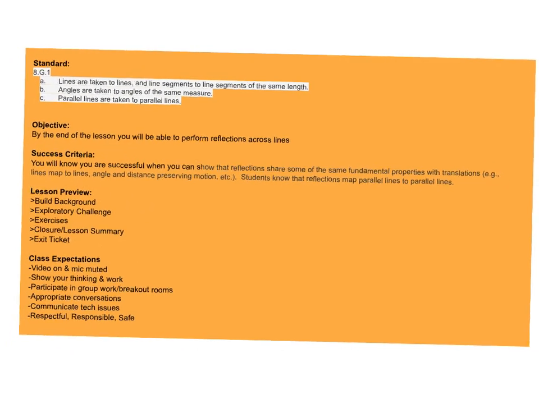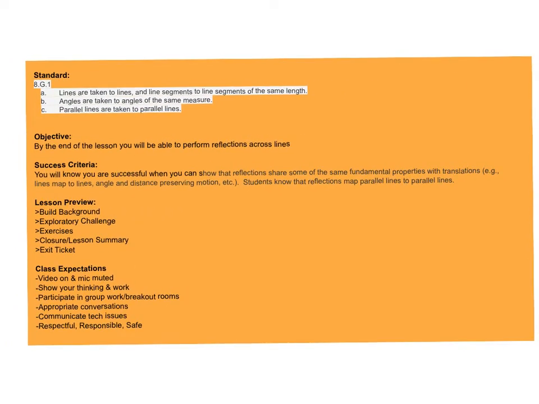All right, welcome to lesson 4. Today we are continuing with our same standard HE1 about lines being taken to lines, segments to segments, angles to angles, and parallel lines to parallel lines.